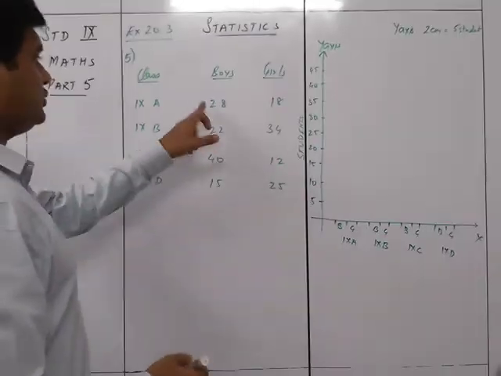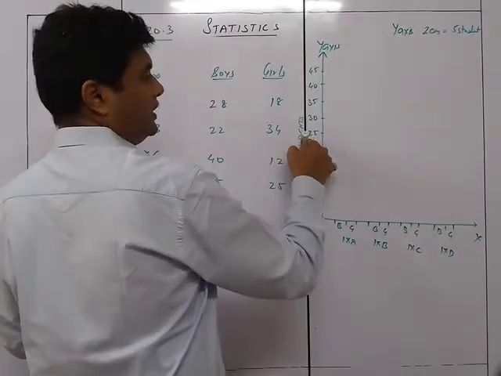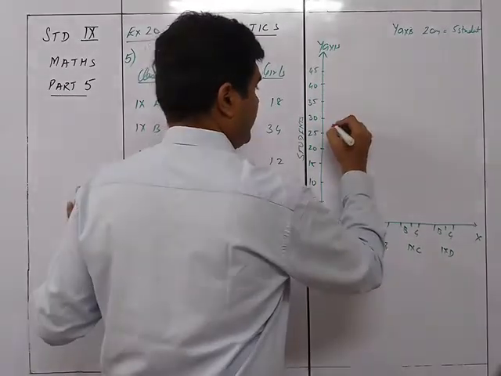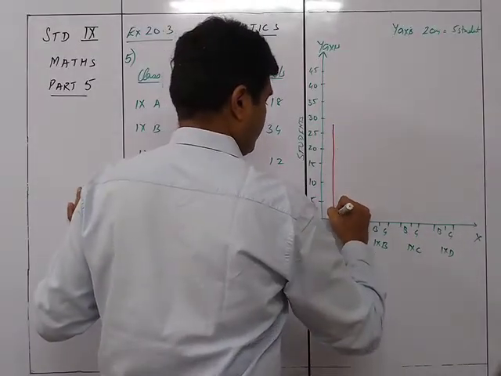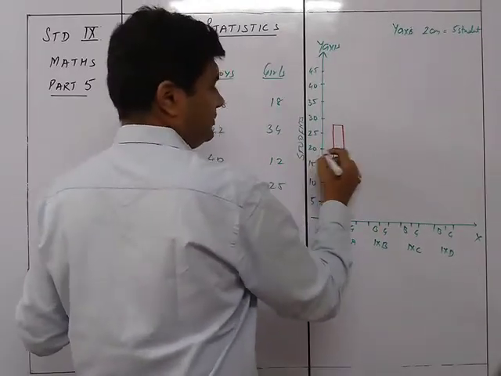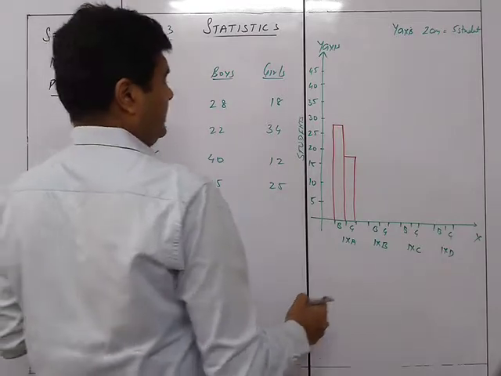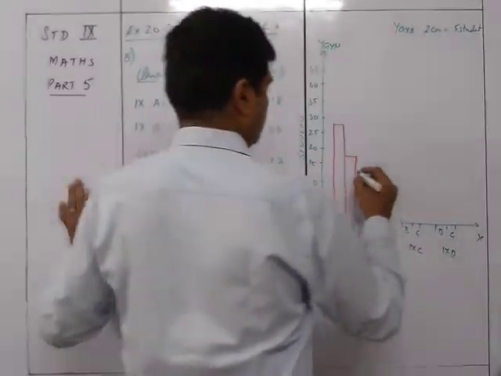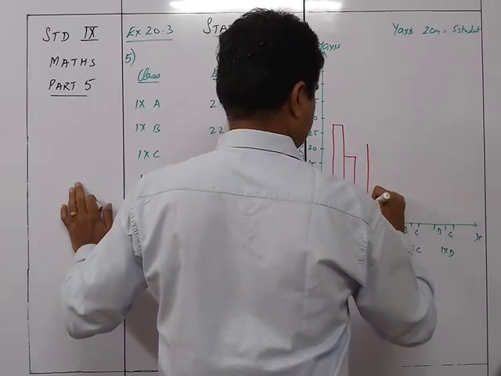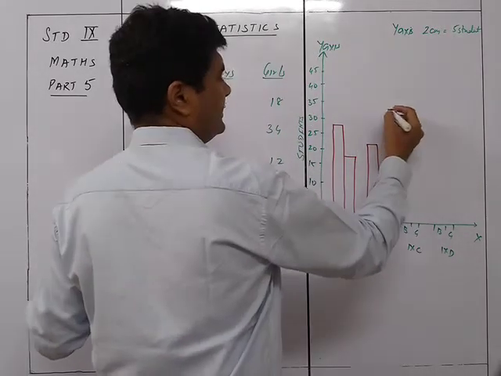So we have the first one as 28 and 18. 28 in the first case, so 28 will be 30 and two points in between. So 6 points above 25, that will be 28. This is 28. And 18 will be similarly 6 points up from 15. Okay. Next is 22. So 22 will be 4 points above 20. And 34 will be 2 points below 35.